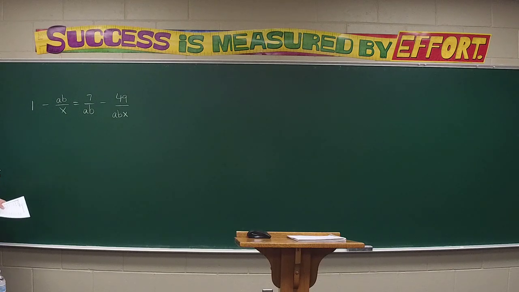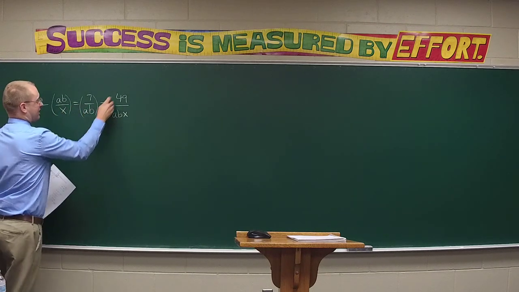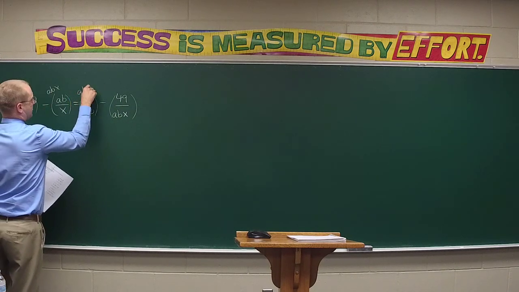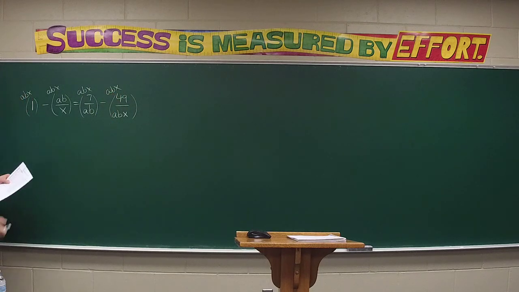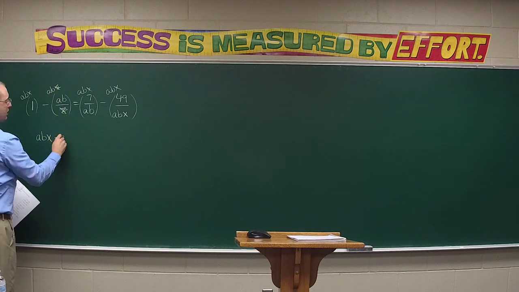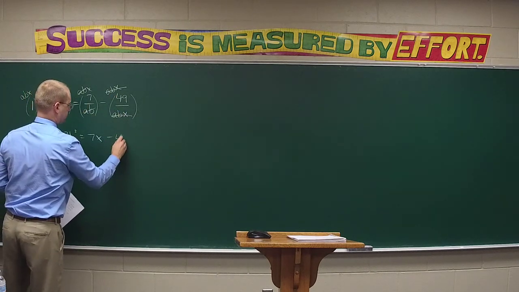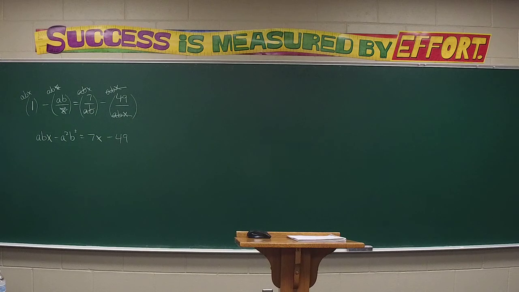All right, I see fractions. I hate fractions. I multiply everything by the LCD, and the LCD is ABX. So everything gets multiplied by ABX. And when I multiply by ABX, what do I get right here, Genesis? ABX minus A squared B squared. Good. Equals 7x minus 49. Poof, fractions gone. So we had a rational literal equation. Now we have only a literal equation.